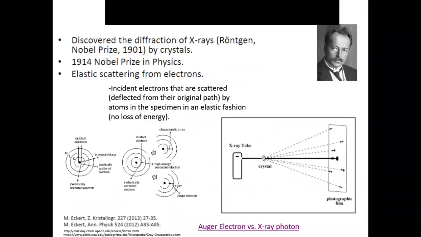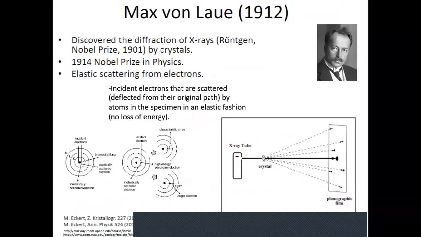So first we have to talk about Max von Laue, who is like the forerunner of diffraction of X-rays. And just to let you know, X-rays were discovered by Roentgen in 1901. He received the Nobel Prize for it. Now, Max von Laue is well known for the diffraction of X-rays by crystals. He won the Nobel Prize for this in 1914.